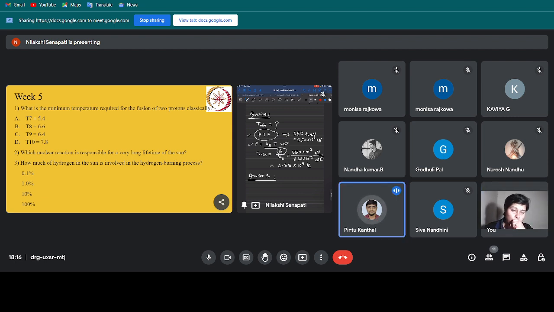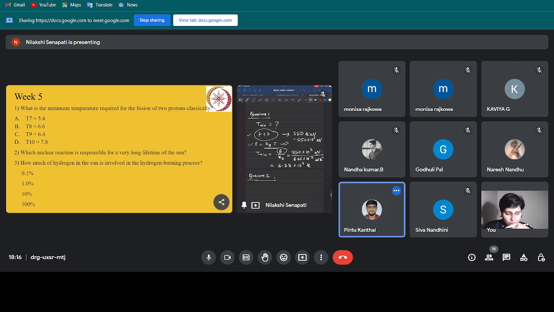No, the energy was not given. If it was not given, then you need to calculate it just by the binding energy calculation. But the answer is the same because we already have the final answer. That's why we know the answer. 6.4 into 10 to the power 9 Kelvin.